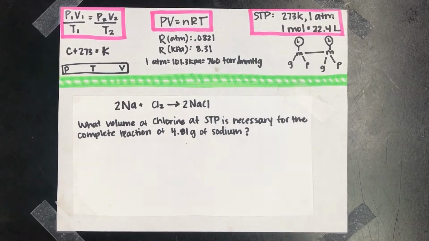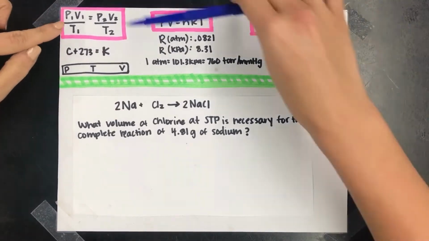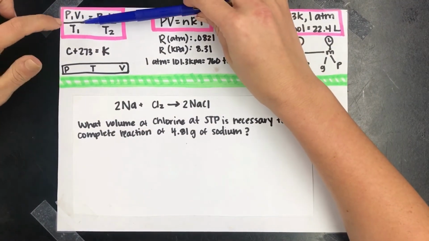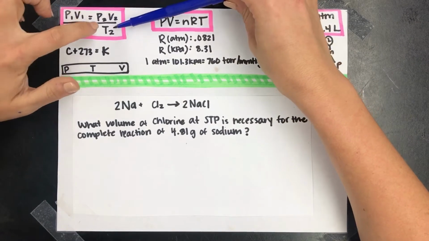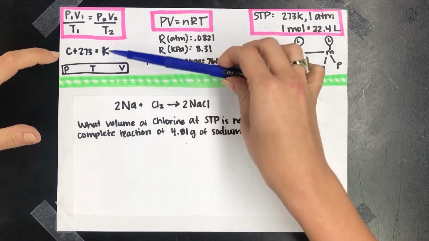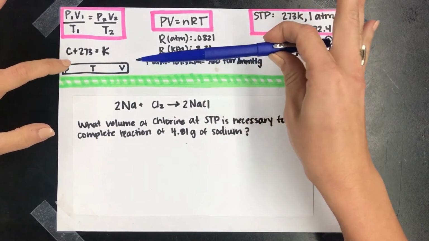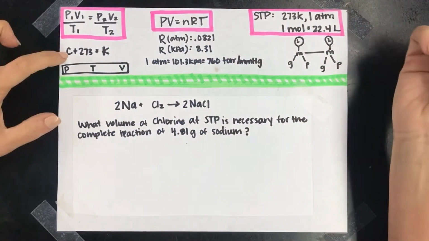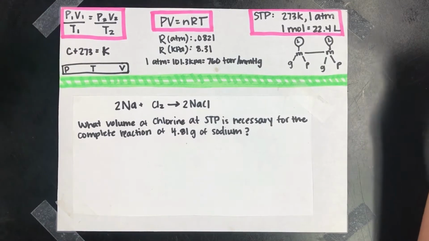Okay, so a few things to note. For the combined gas law, this is P1 times V1 divided by T1 equals P2 times V2 divided by T2. Anytime that we are working with temperature in a gas law, the preferred unit is Kelvin. So if you are given Celsius, you have to add 273 to convert it.